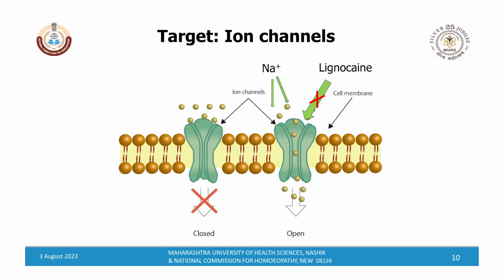Now this drug binds to sodium channels and blocks the entry of sodium inside the cell. This results in blocking of propagation of nerve impulse and ultimately results in loss of sensation over an area which is supplied by that nerve. So here, lignocaine acts as a local anesthetic by acting on an ionic channel as its target.